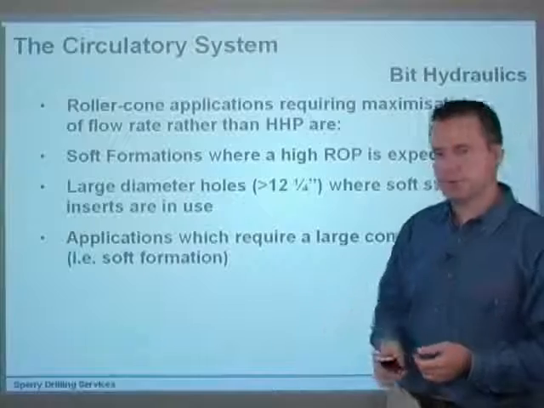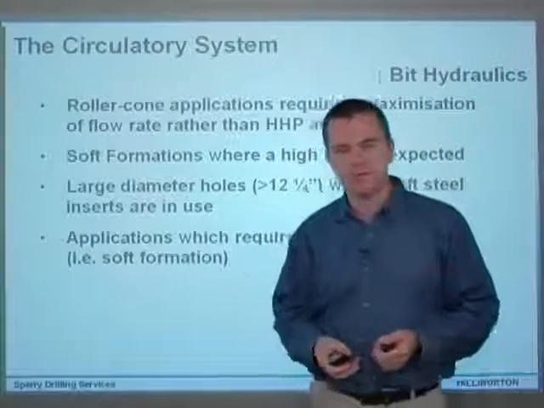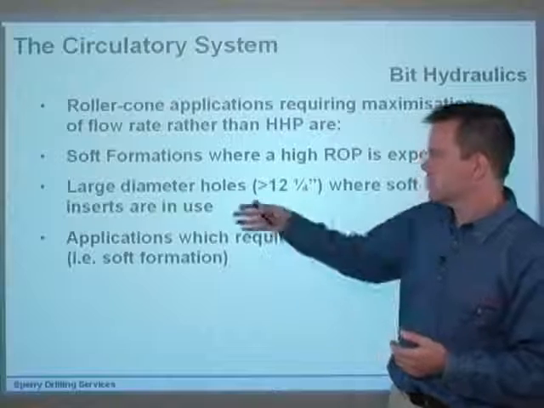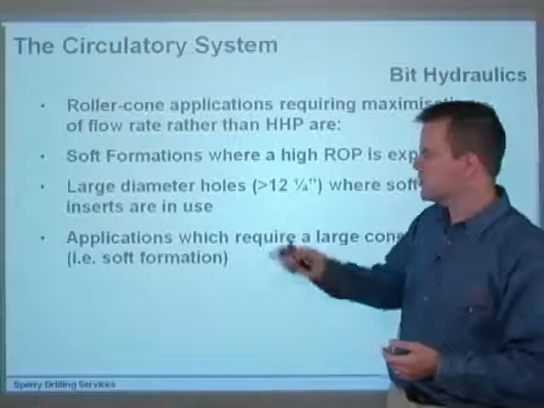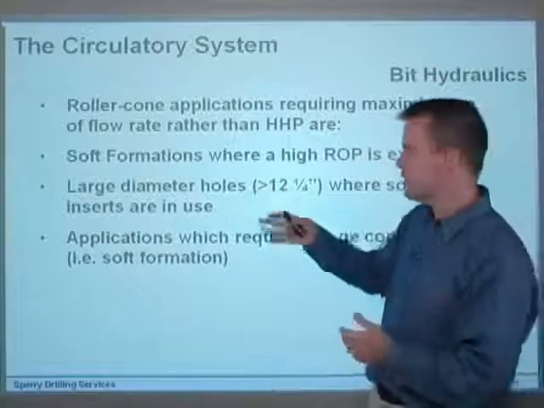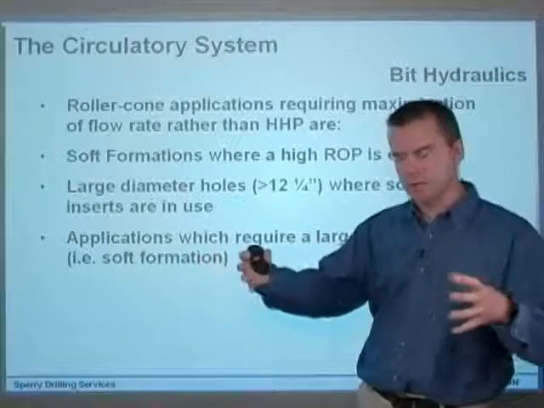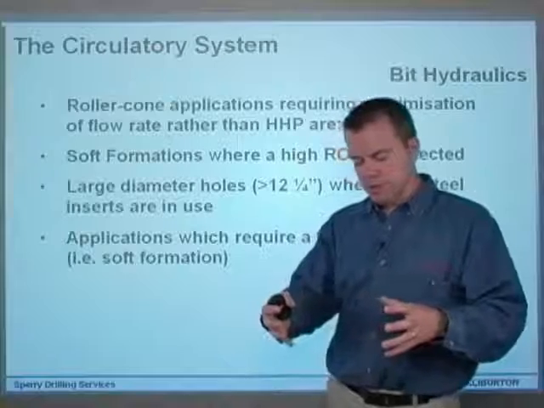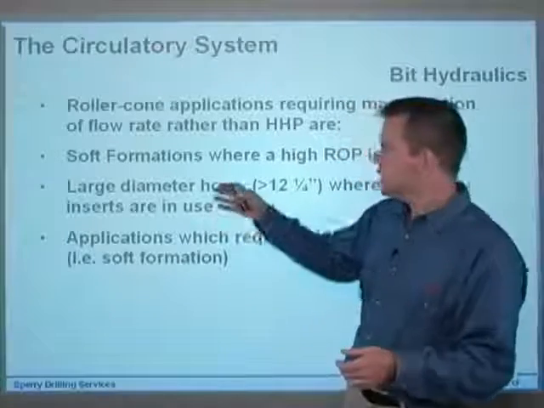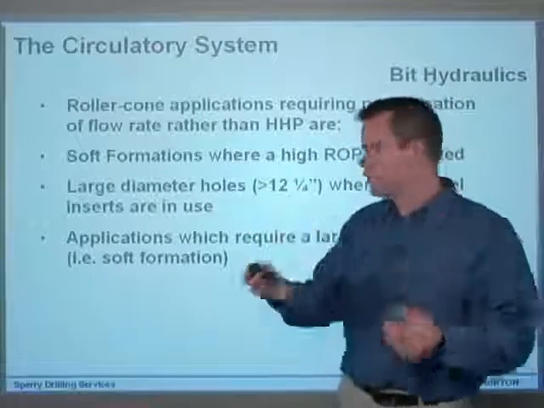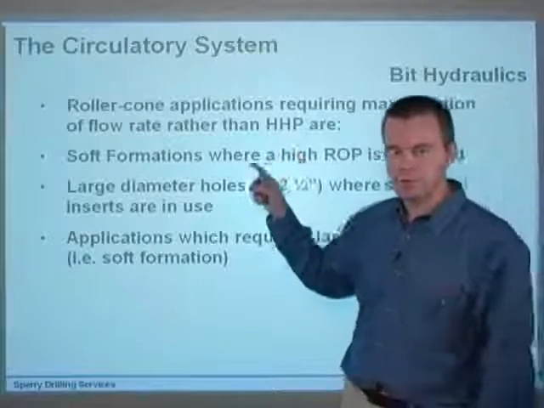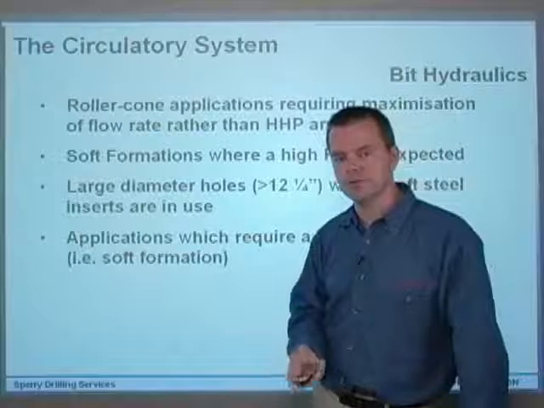And also in larger diameter holes, like greater than 12¼ inch hole, where soft steel inserts are in use. Again, this is like when you're drilling fairly soft stuff where you might actually drill quite fast, but you've also got a larger diameter hole, with lower annular velocity. So get the flow rate up to increase the annular velocity to get the cuttings out, rather than trying to optimize hydraulic horsepower in greater than 12¼ inch holes.